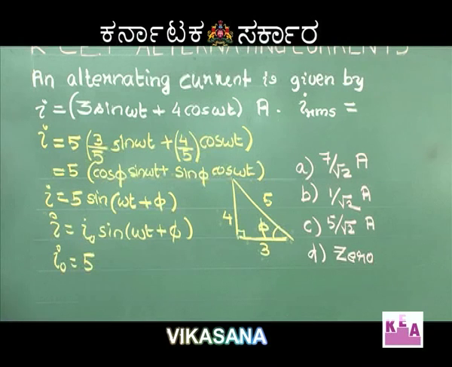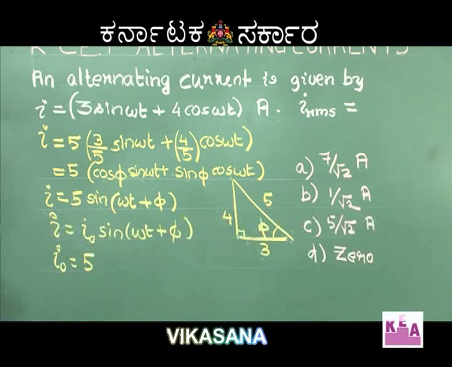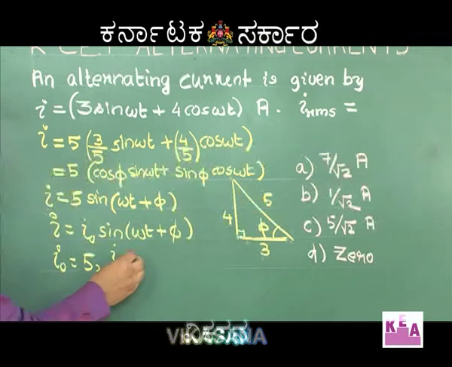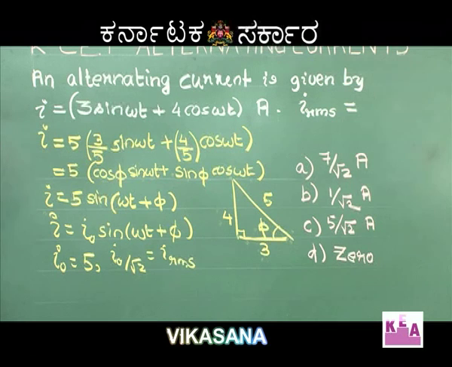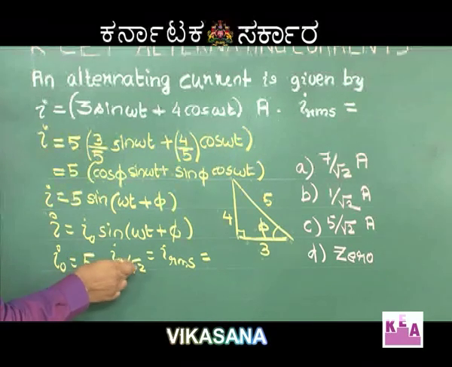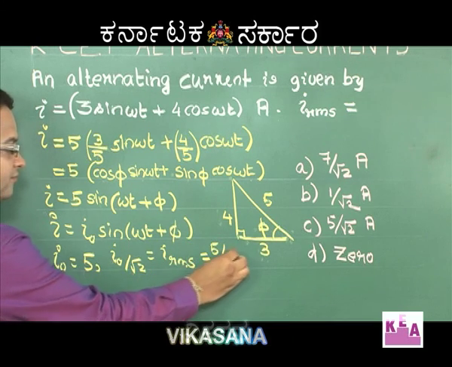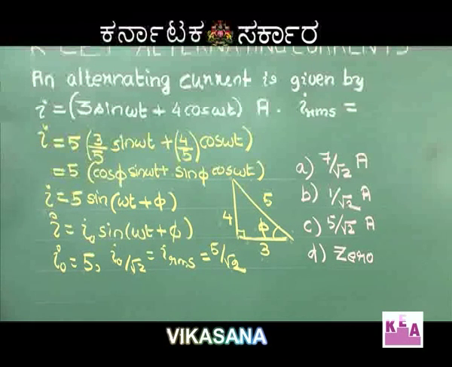And we know that I naught is nothing but the peak value of the current. We are not asked I naught, but we are asked IRMS. IRMS and I naught are related to each other by the formula I naught by root 2 is equal to IRMS. Therefore, I naught becomes equal to IRMS into root 2. Or basically we need IRMS, therefore we can plug in this particular formula, I naught is 5 divided by root 2. So we get the answer for IRMS, the RMS value of AC current, to be 5 divided by root 2 amperes, which is available in the third option.